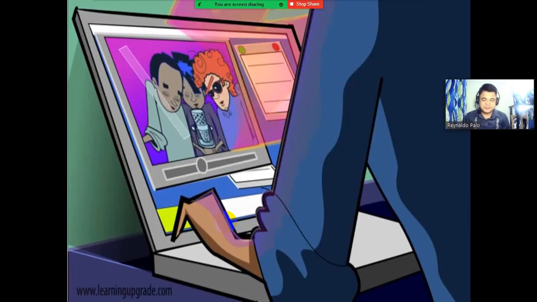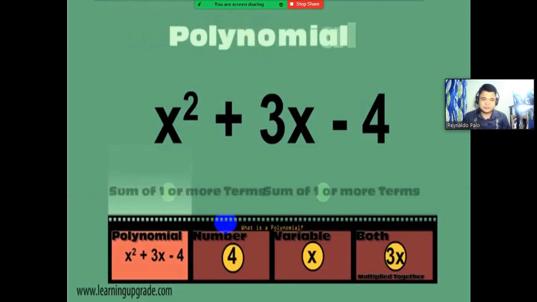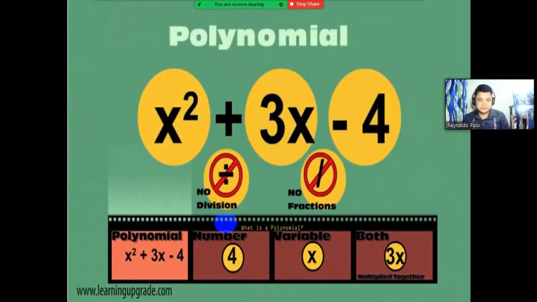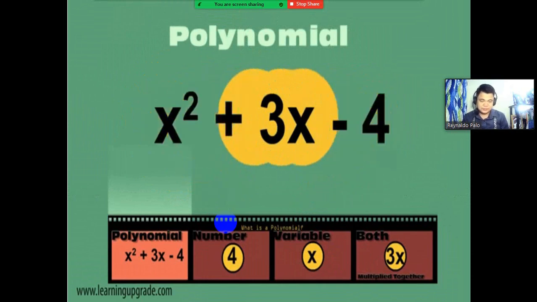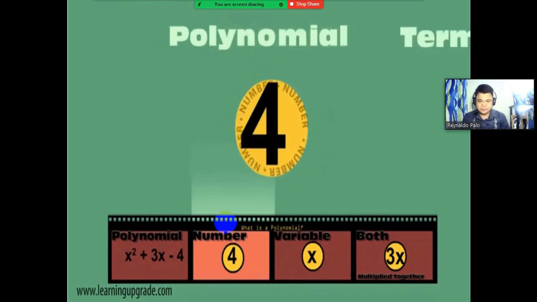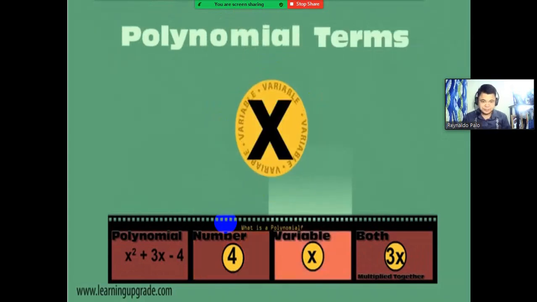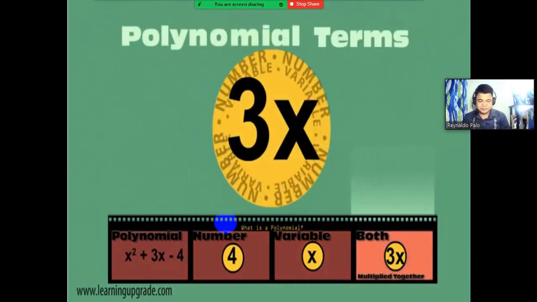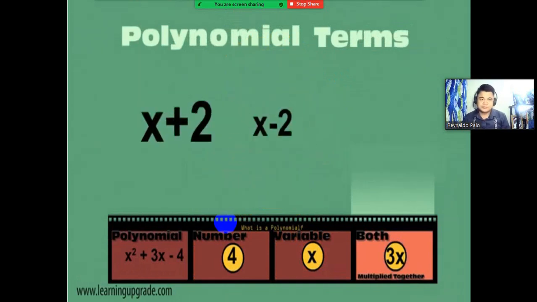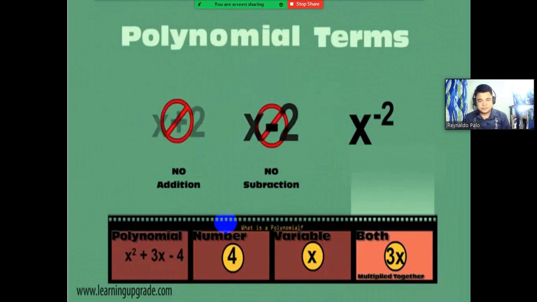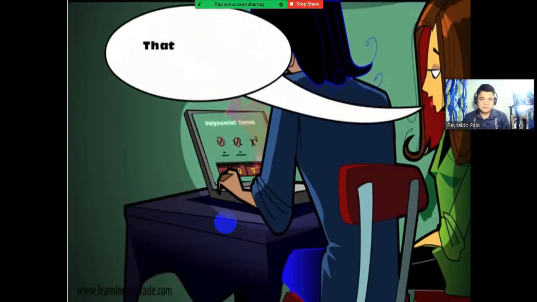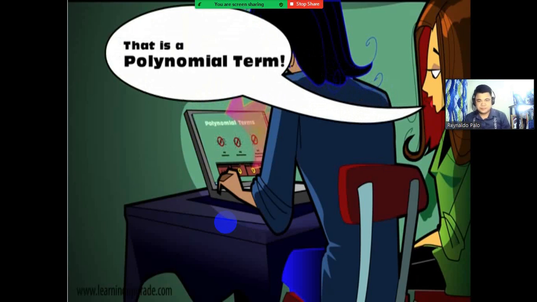What's a polynomial? It's the sum of one or more terms. X squared plus 3x minus 4, with no division and no fractions. What's a polynomial term? It can be a number like 4, a variable like x, or a number and a variable multiplied together, 3x, with no addition and no subtraction, and with no negative exponents. That is a polynomial term.